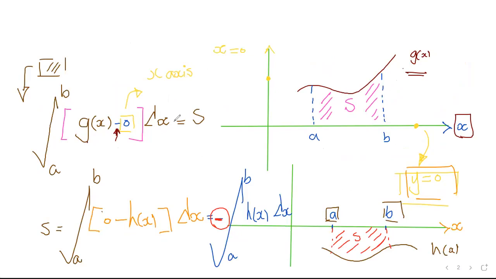Then you see that as a result, the area under the curve is nothing but the area between two graphs. One of them is g of x, the other one is the x-axis itself.